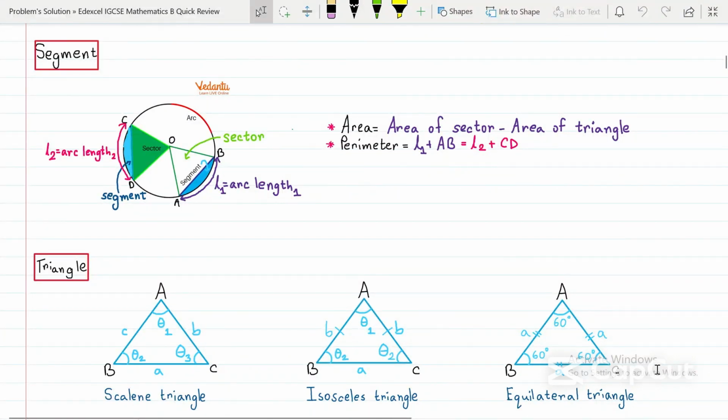And we have the equilateral triangle. This is always fixed: each interior angle is always equal to 60 degrees, and the sides are of equal length.